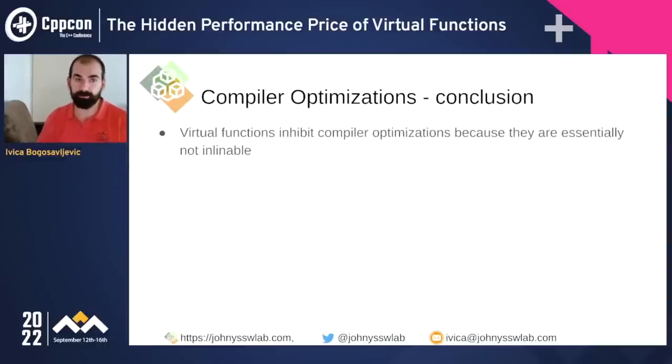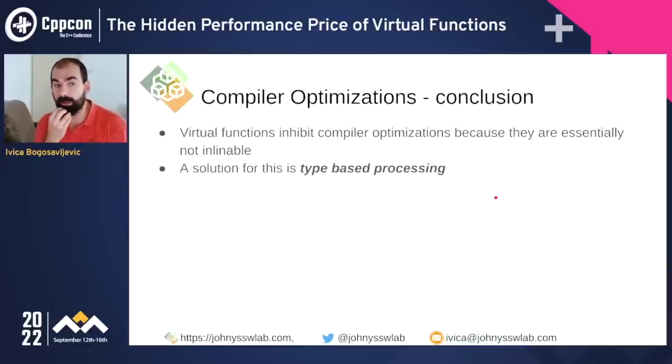Okay, so with virtual functions, you have a problem: virtual functions inhibit compiler optimization because the compiler cannot inline virtual functions. It needs to look up their address at runtime.